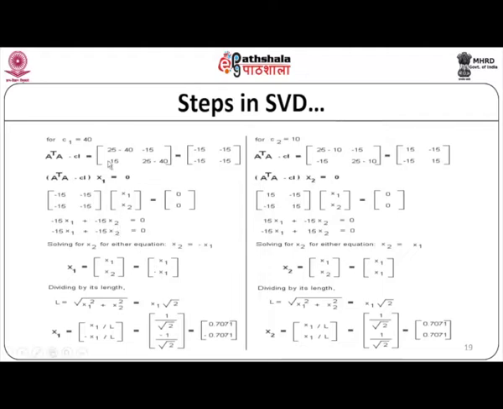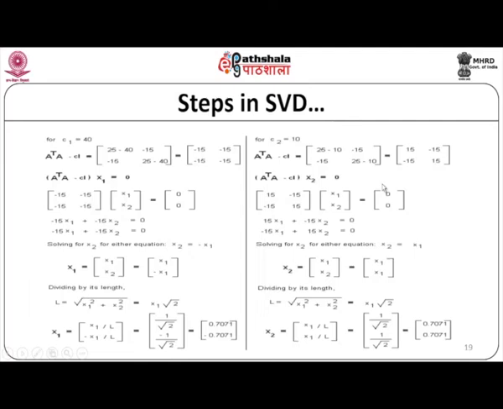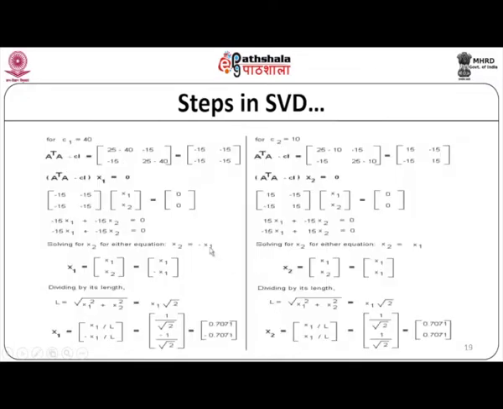Now, for the first eigenvalue C1 equal to 40, let us take this matrix 25, minus 15, and 25, and substitute the value of C1 in this matrix. So, here for the C value you substitute the value 40. Once you substitute the value 40, the resulting matrix will be minus 15, minus 15, minus 15 and minus 15. Next, when you want to calculate the eigenvector, you will have to multiply this matrix with a vector.